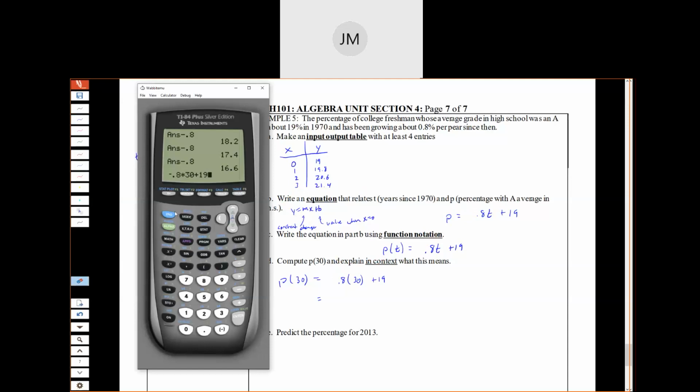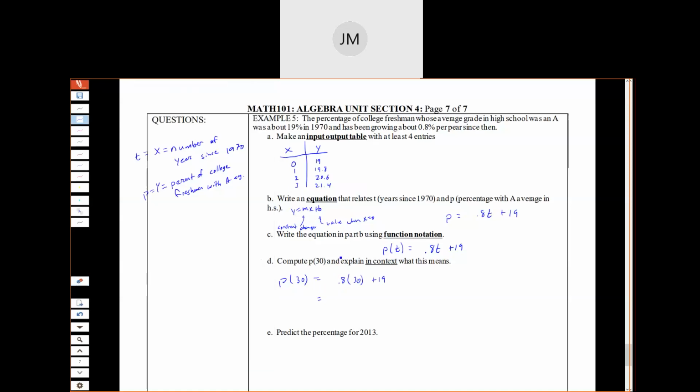Okay. Sorry about that. So we want to take 0.8 times 30 plus 19. Okay, so we get 43. So P of 30 equals 43.